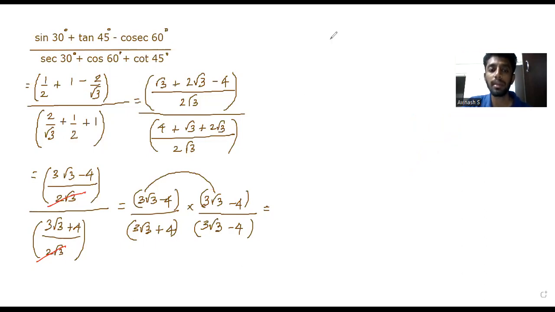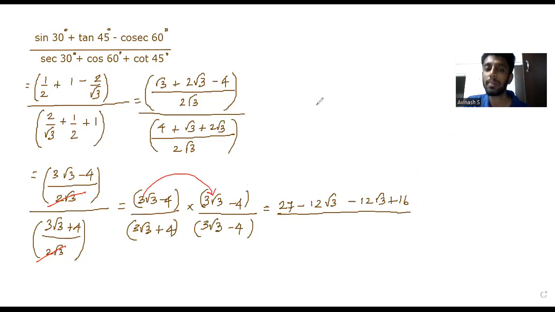So now what is happening here is, when you multiply the first two terms, you get 27. When you multiply the first and the second term, you get 12 root 3. And again, you get 12 root 3, and you get 16 in the numerator. So how did I get this? Let me explain. 3 root 3 into 3 root 3 is 27, based on the steps which I recently told you.